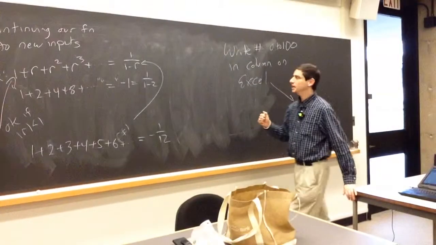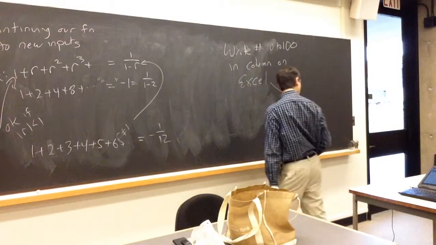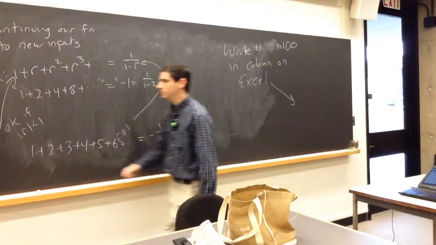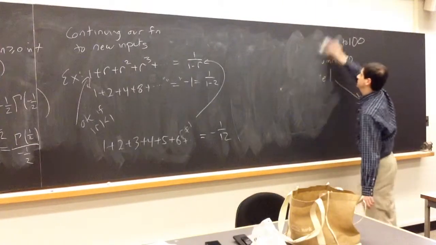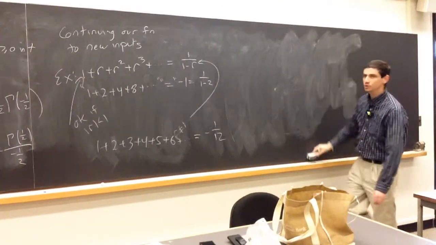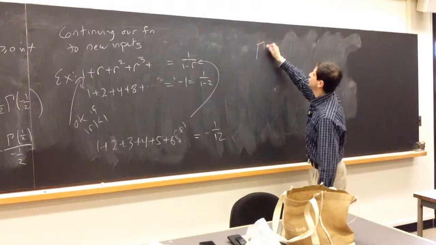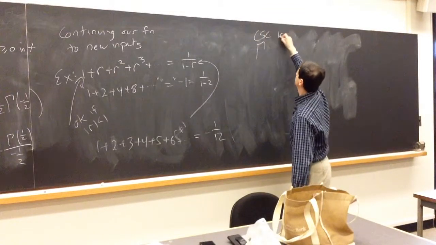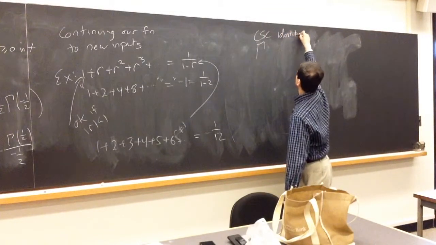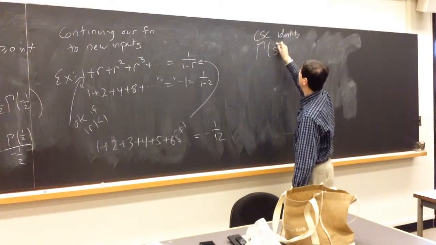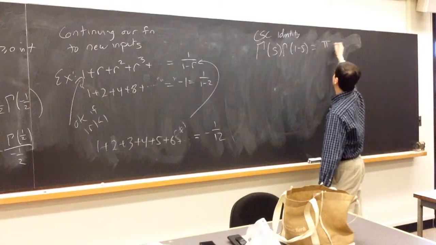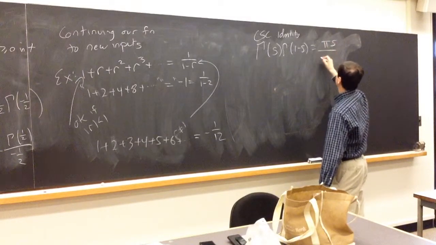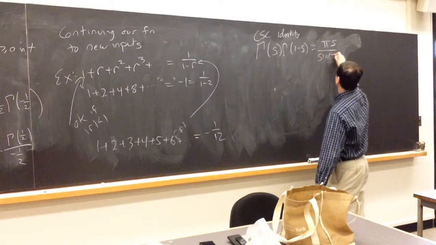All right. The last thing I want to just quickly state, which we're not going to use too much in class today, is the cosecant identity. So the cosecant identity is a beautiful, beautiful formula. And I give several different proofs. Gamma of s times gamma of 1 minus s is pi over sine of pi s.